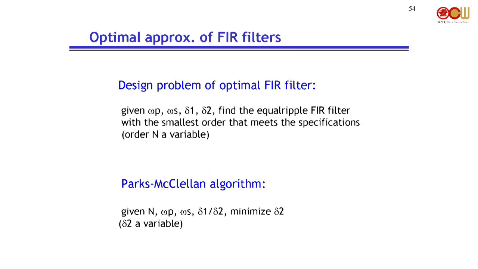Okay. Parks-McClellan is such an algorithm that will give us an FIR approximation, an optimum FIR approximation. Given the passband ripple size, the passband edge and stopband edge, we would like to find the equal ripple FIR filter with the smallest order that meets the specification. And the Parks-McClellan algorithm is such an algorithm that will give us such a filter.